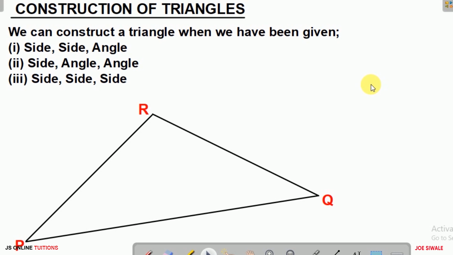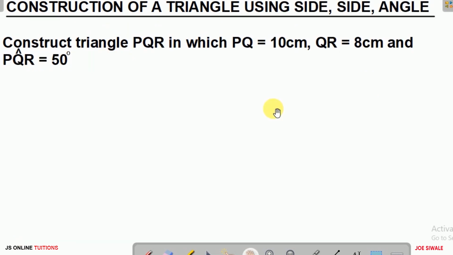When you have been given a side angle, how can we construct our triangle? So let us look at the first situation, how we can construct a triangle using side angle. And we have our question there. The question reads, construct triangle PQR in which PQ is 10 centimeters, QR is 8 centimeters, and angle PQR is 50 degrees.